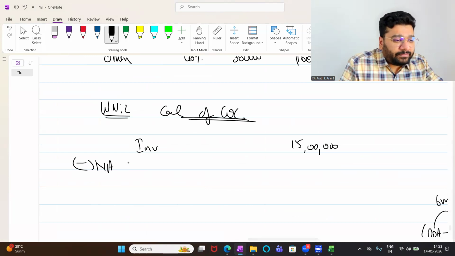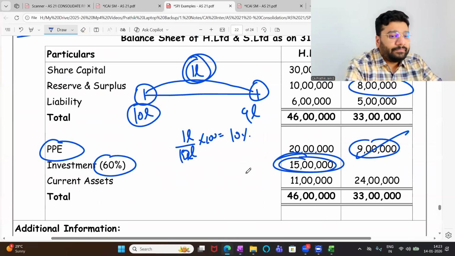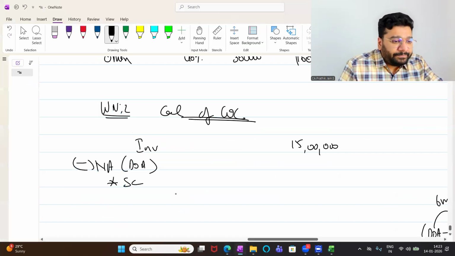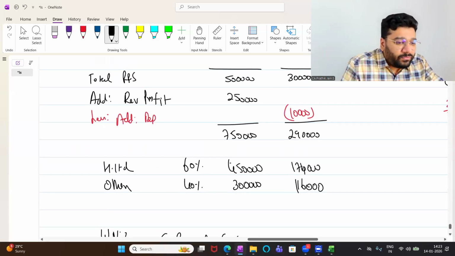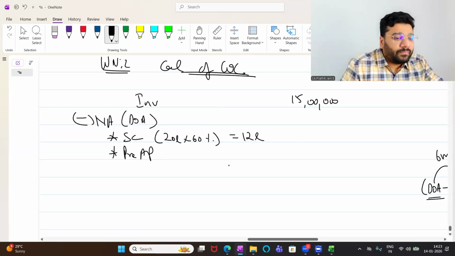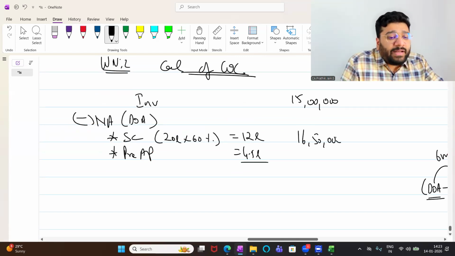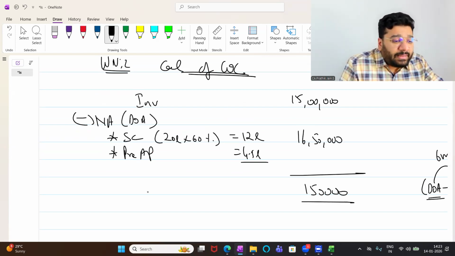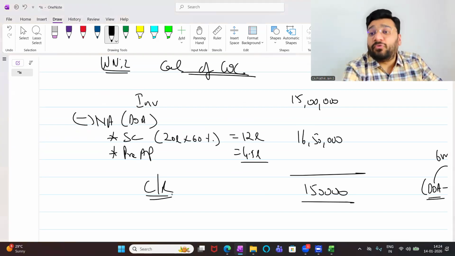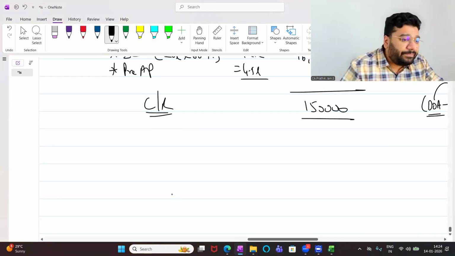Minus net assets on the date of acquisition, which comprises share capital. What is share capital? 20 lakhs, into 60%. How much is it? 12 lakhs. Pre-acquisition profit is how much here? 4,50,000. 4.5 lakh. How much is it? 16,50,000 worth of net assets you got, but paying only 15 lakh. So 1,50,000 rupees is your capital reserve, which will be added in the working note for consolidated reserve and surplus.